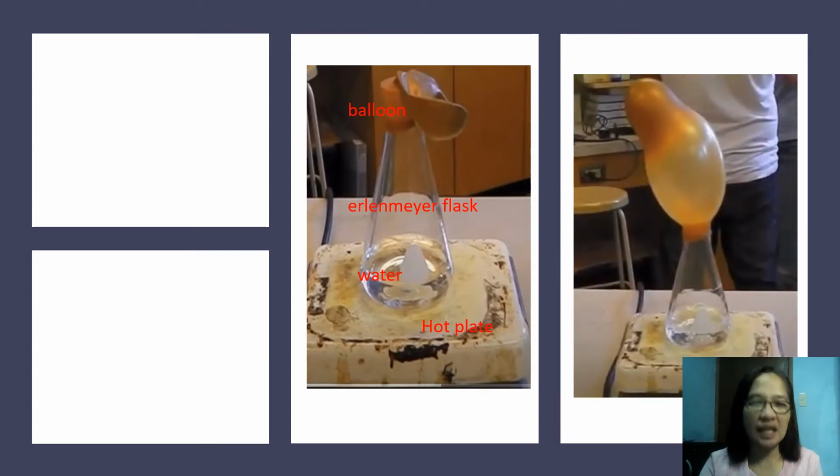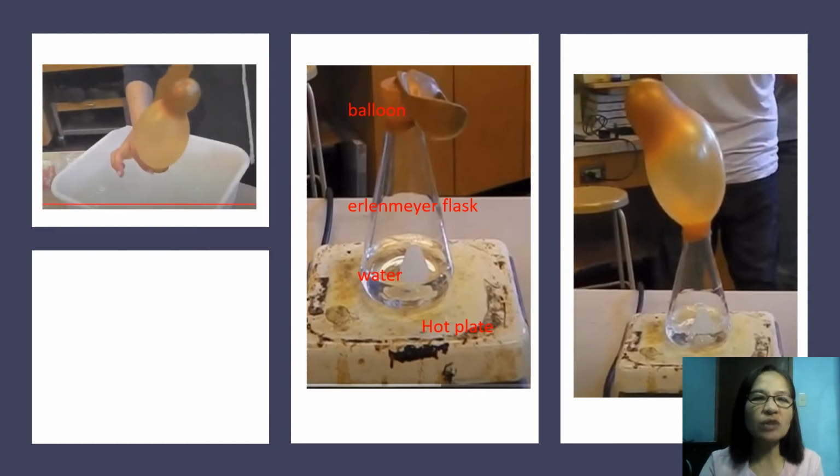Okay, so lalaki ngayon yung size ng balloon, lumaki ngayon ang volume ng balloon. Nag-increase ngayon ang volume ni balloon. Bakit nga? Okay, so very good. Kasi kumulo ang tubig kasi nakapatong siya sa hot plate, tumaas ang temperature sa loob ng Erlenmeyer flask.